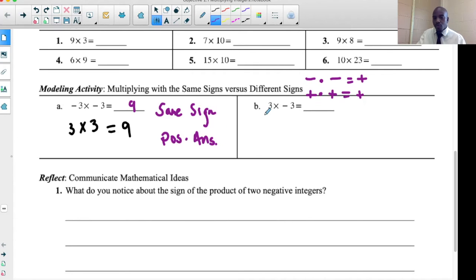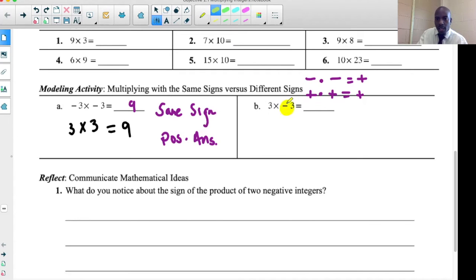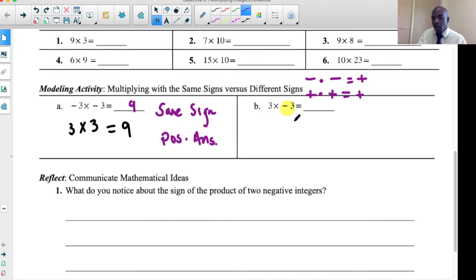Okay. Let's talk about B. Now, B looks a little bit different. Now, why is that the case? Because we have 3 times negative 3. We already know that 3 times 3 gives us 9. But notice here, we have one that's negative and the other one is positive, right? This is going to change up our answer in a way that we probably never thought. 3 times 3 is 9. But when we have opposite signs, it's going to give us a negative number here.